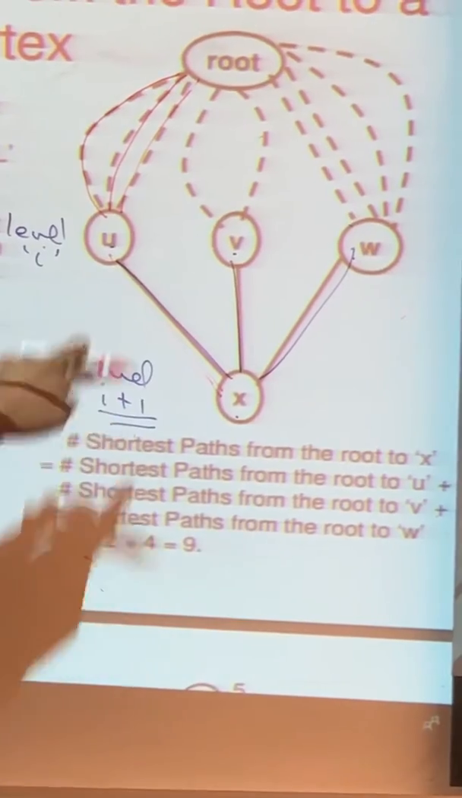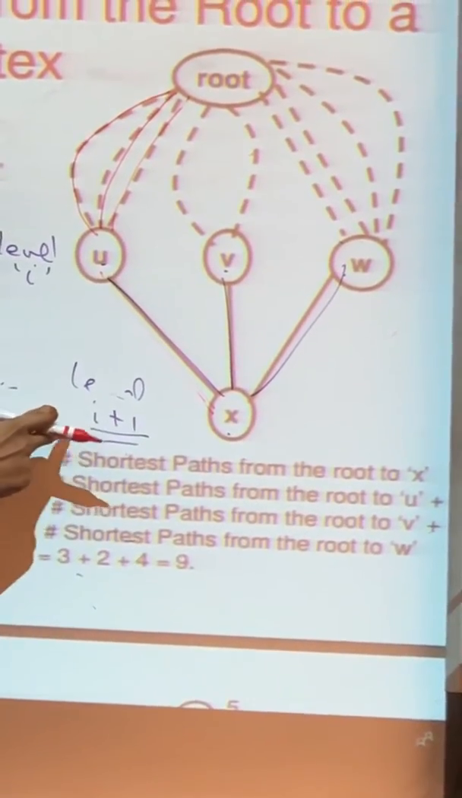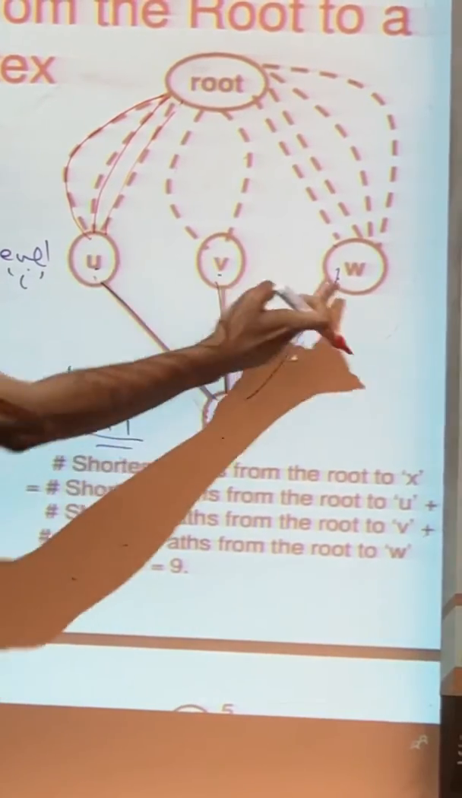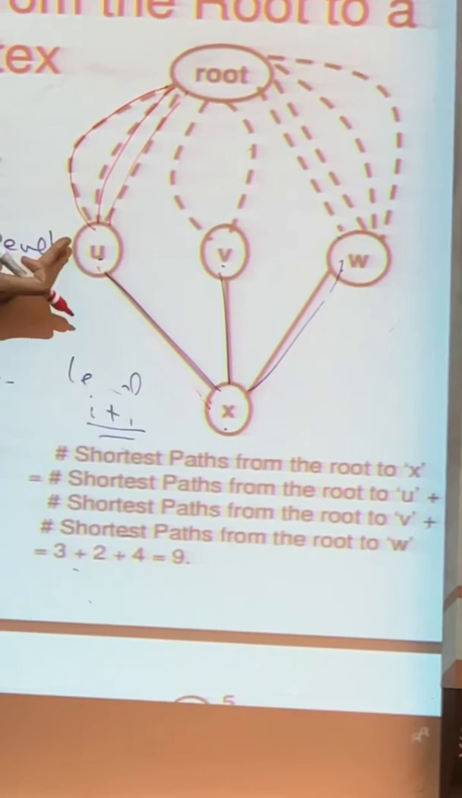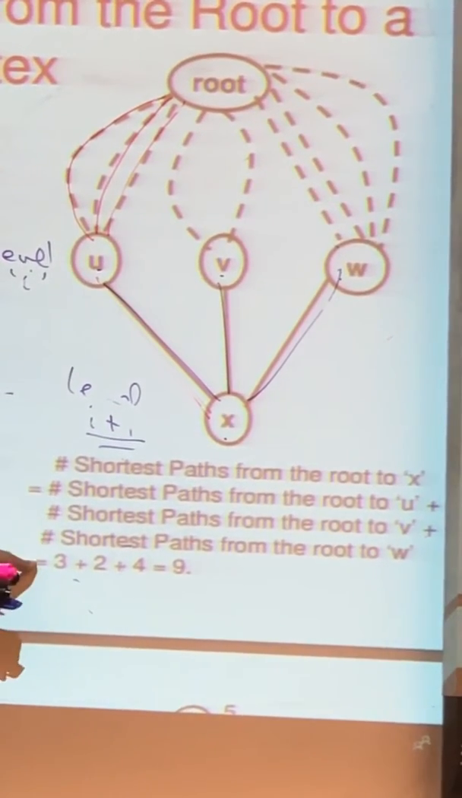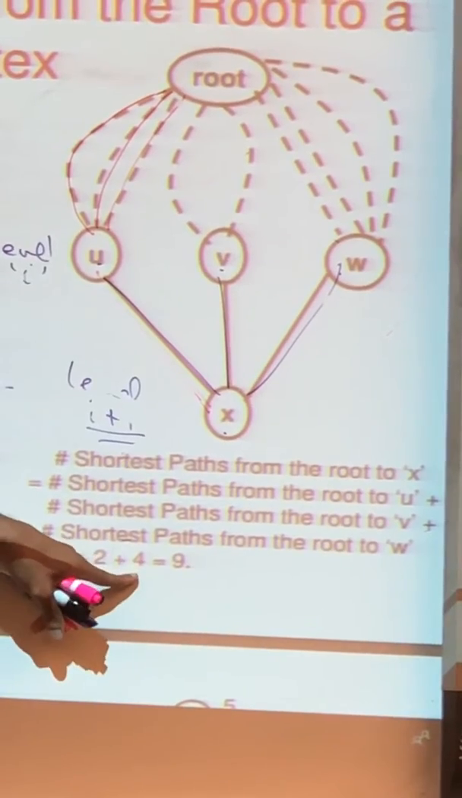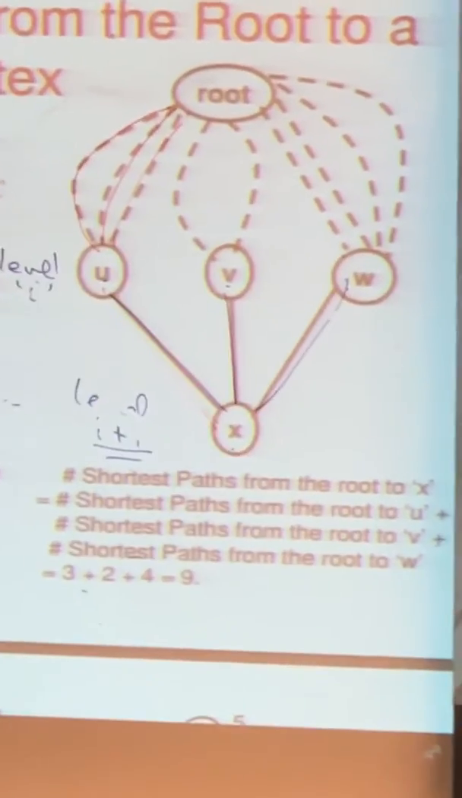So the number of shortest paths from the root to X at level I plus 1 is what? Basically the sum of the number of shortest paths from the root to the vertices at the earlier level. Is that clear? So that's why I say here 3 plus 2 plus 4. So there are 9 shortest paths from the root to X.